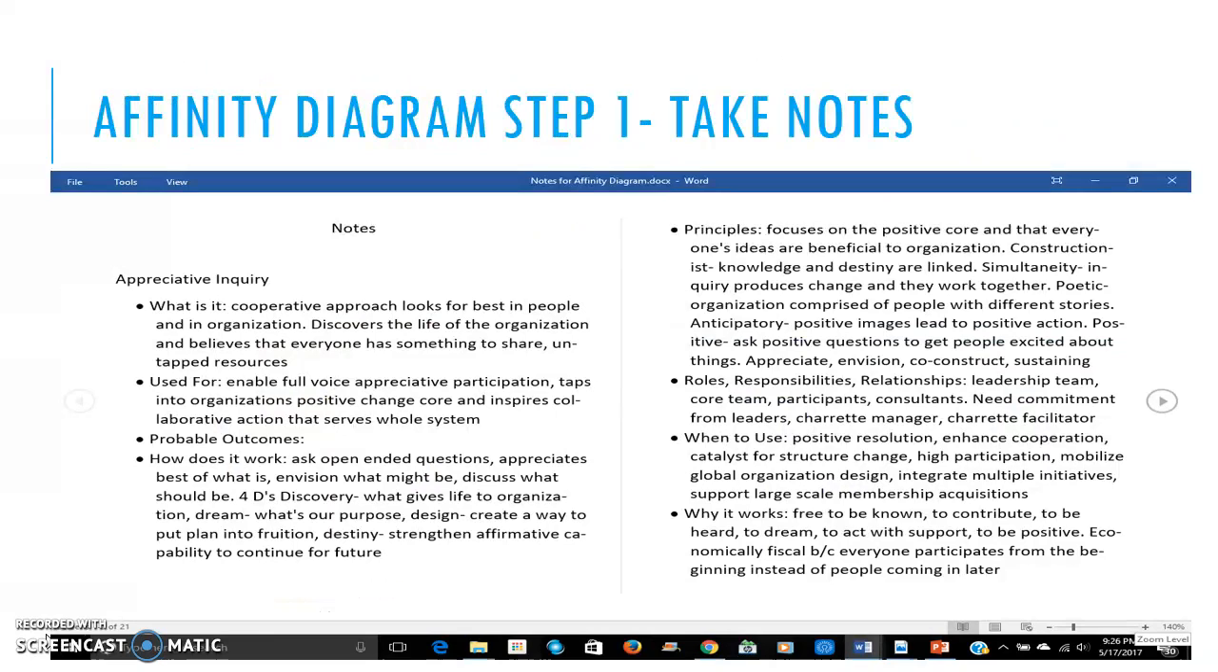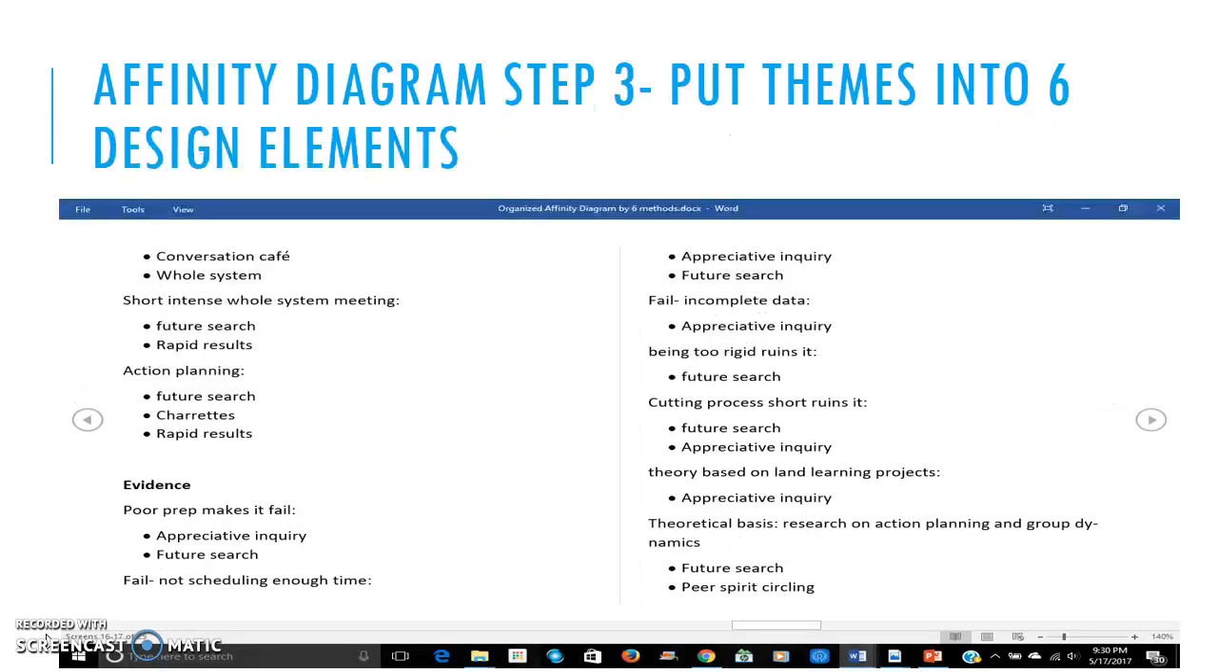So this is how I first started my affinity diagram. I took notes. This is just a screenshot of my Microsoft Word, and I literally just typed in appreciative inquiry and everything. What is it? What is it used for? How does it work, etc. I just typed that in. For each of the different theories we were given, I wrote that. I think it's maybe 20 pages of notes, something like that.